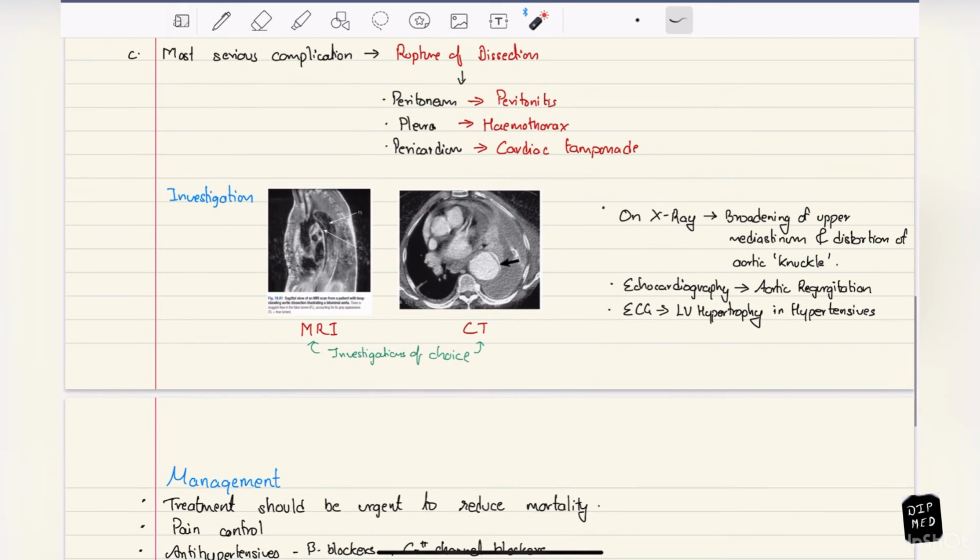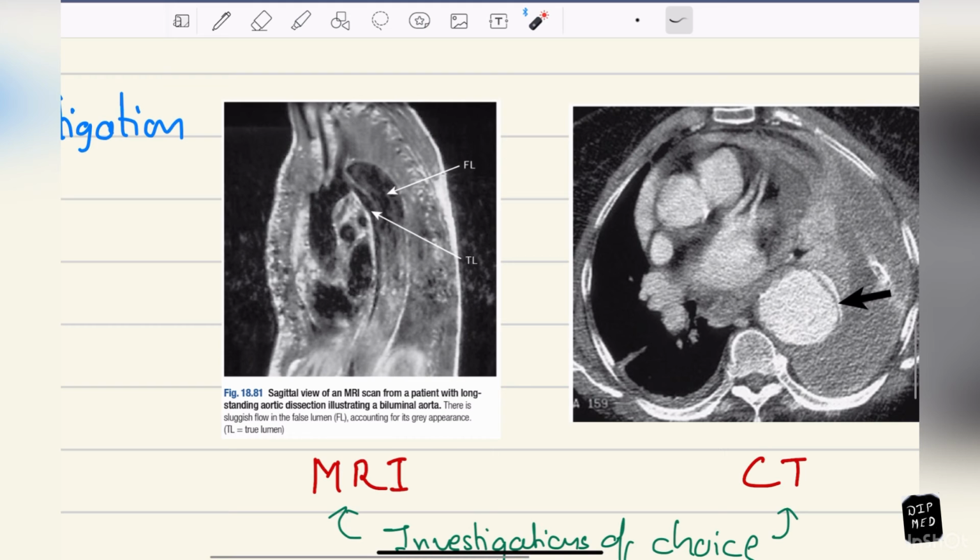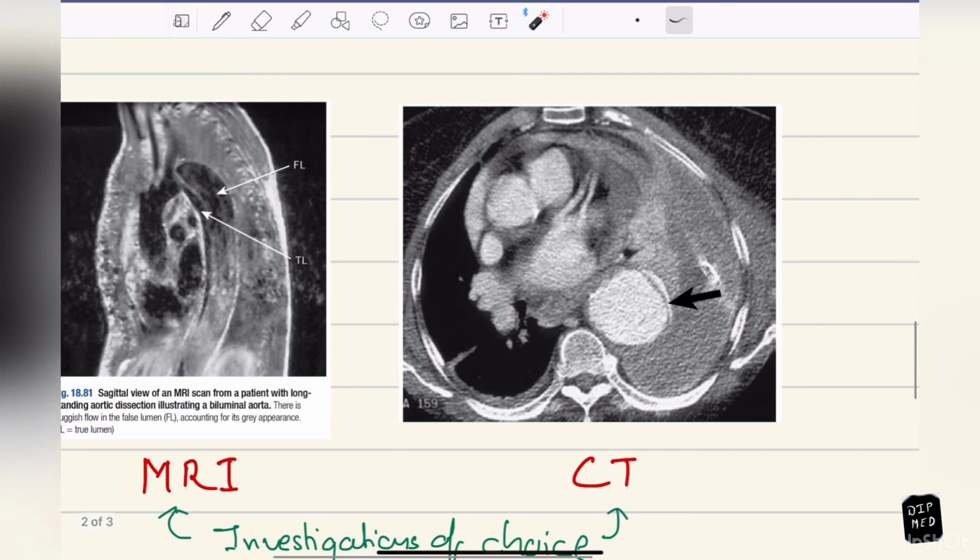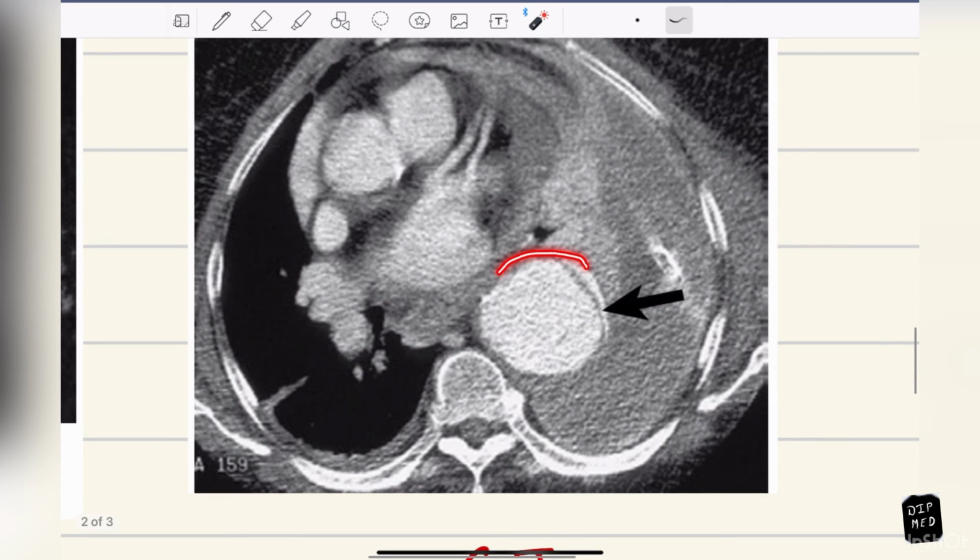So, what investigation do we do? MRI and CT are the investigations of choice. So here in the MRI, you can see this is the aorta, and there is a small septum separating. So this is the true lumen, and here is the false lumen. And in the CT also, you can see this is the aorta, and this is the dissection. This is the false lumen and the true lumen.